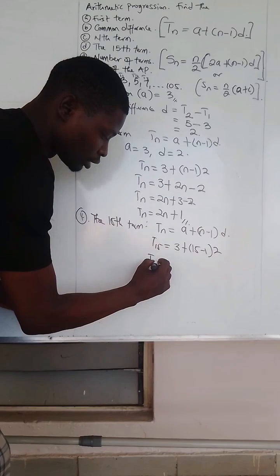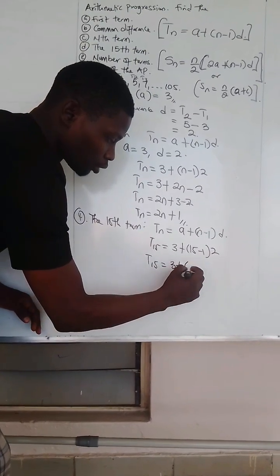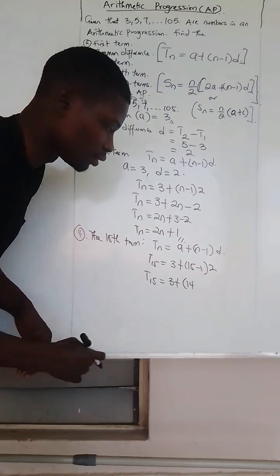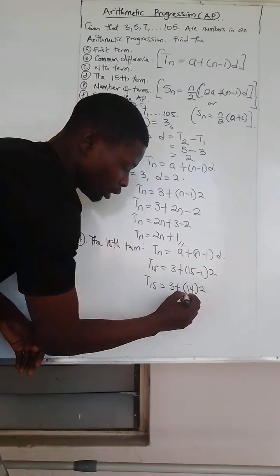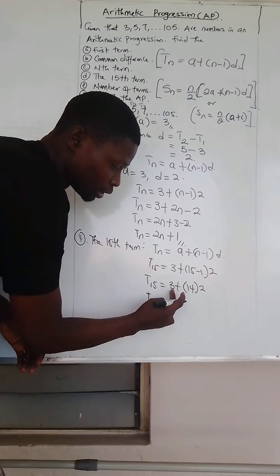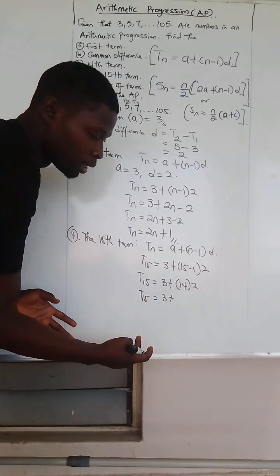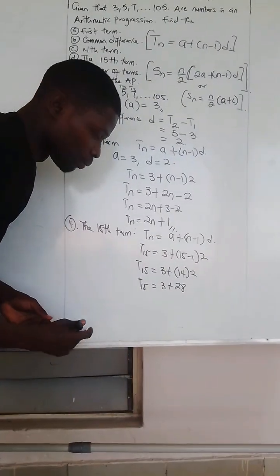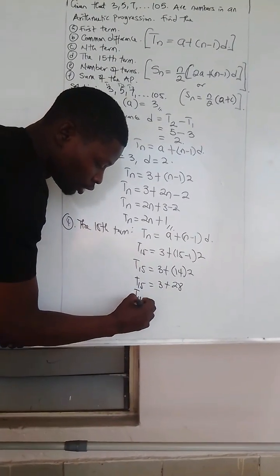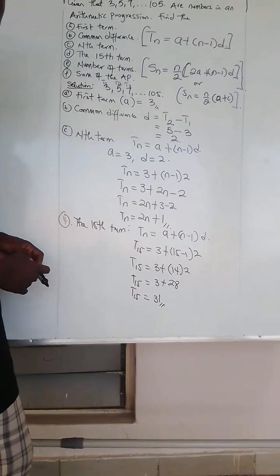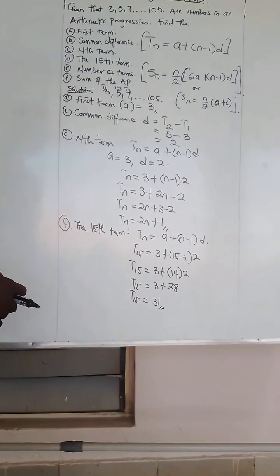From this point, our T15 will be equals to 3 plus 15 minus 1 will end up giving us 14. And then we have what? 2 here. T15 will be equals to 3 plus, you don't just say 3 plus 14, we have to use BODMAS here. So 14 times 2 will end up giving us 28. And then when we add it together, T15 will be equals to 31. Okay? So T15 will be equals to 31.